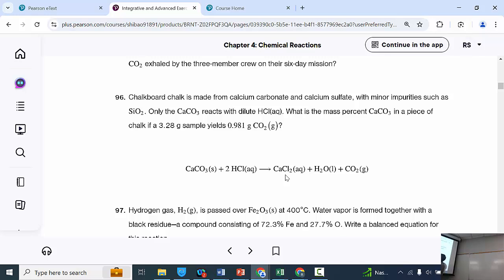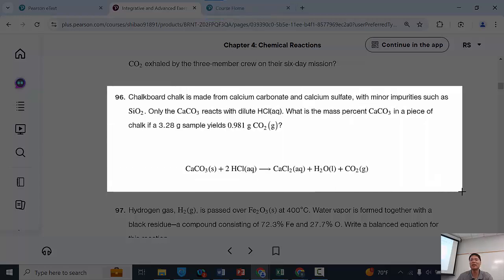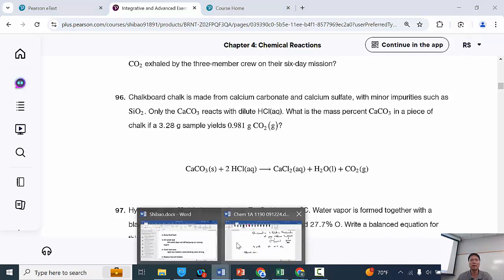What is the mass percent of calcium carbonate in a piece of chalk, if a 3.28 gram sample yields 0.981 grams of CO2? So now we have something a bit more complex because we have a couple of extra steps that we have to do in here. And so the standard stoichiometry is, okay, we start off with a given. What is the given? This is an advanced problem, but the advanced problems are just like one or two extra steps over a basic problem.